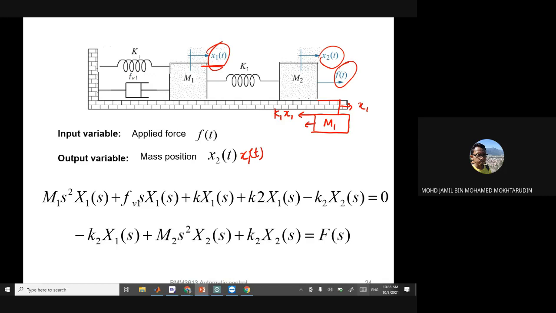And then the damper FV1 also has a force acting backward. And here we have the spring K2. K2 is attached to M1, so the force by K2 on M1 will act backward. So K2 X1. And don't forget the inertia of M1. So you have the inertia M1 X1 double dot.